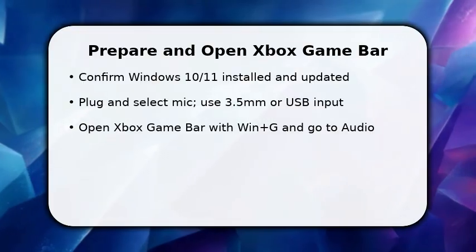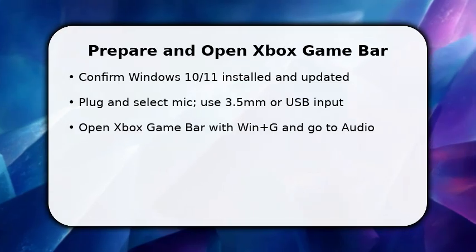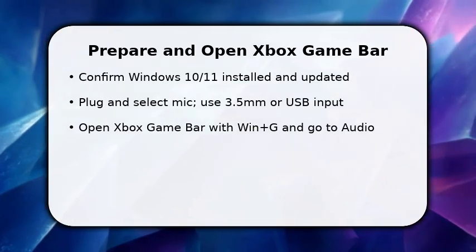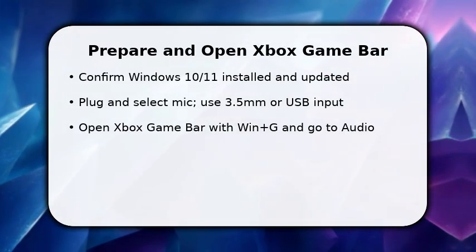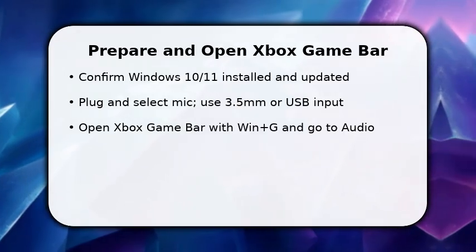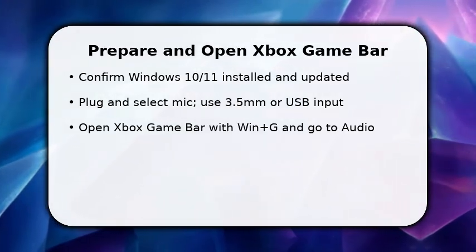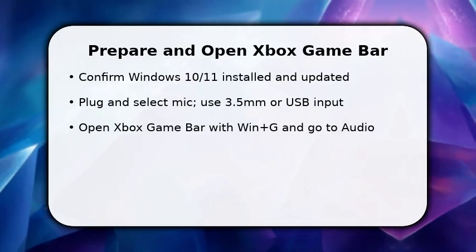You start by confirming Windows updates and that your mic is physically connected. This prevents driver confusion. Once done, plug the mic into the correct port and set it as the default device in Windows sound settings so Game Bar can see it.